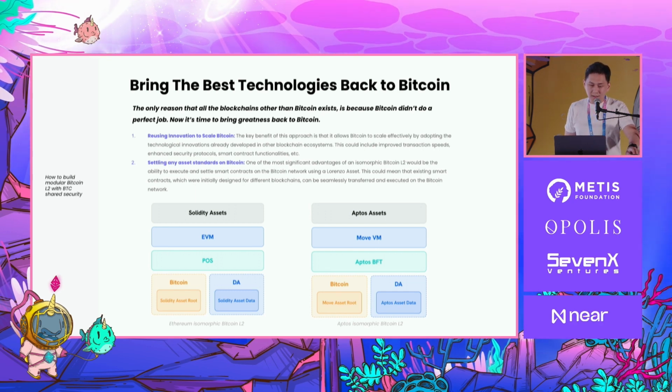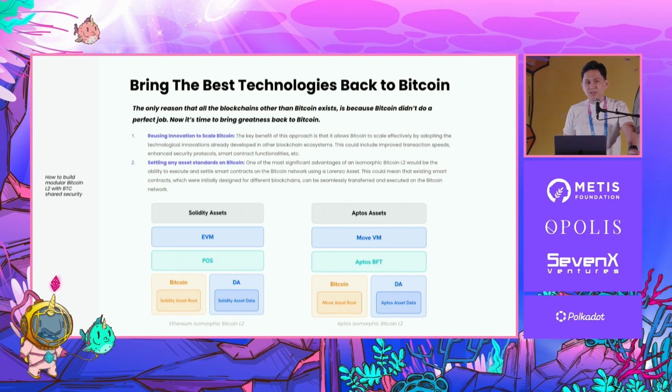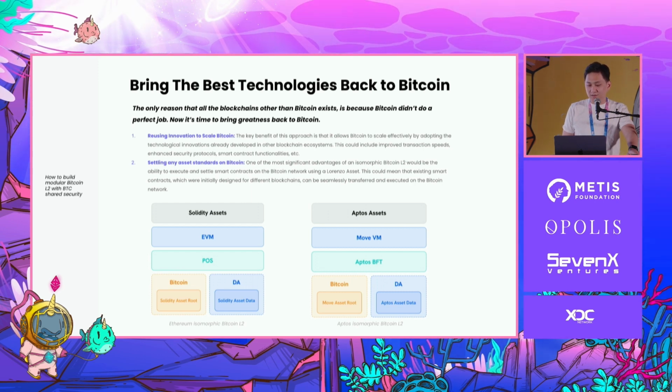One observation we have today is that once Ordinals was introduced, a lot of ecosystems and communities are trying to create their own Ordinals in the Bitcoin ecosystem to bring the hype into their ecosystem as well. So why don't we take it one step further? We don't just bring the memes and the hype into Bitcoin, but we also bring the technology, the people, the users, the applications, and the capital into Bitcoin, using Bitcoin for everything, for these good technologies we have as of today.